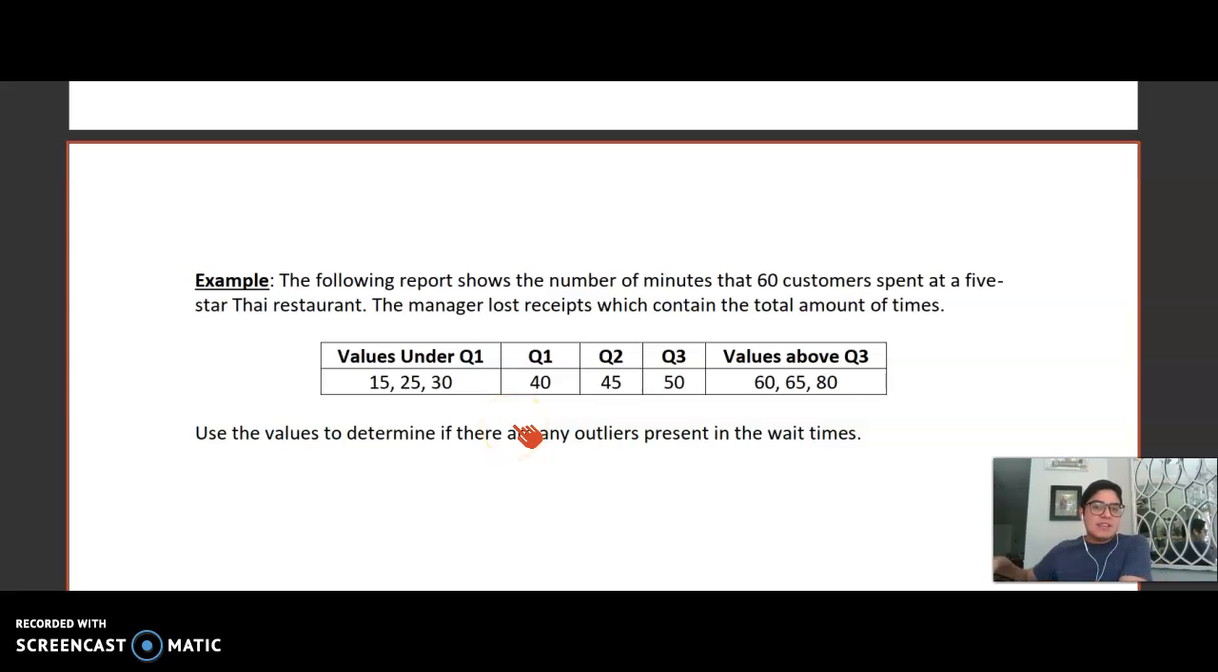So let's take a look at an example here. The following report shows the number of minutes that 60 customers spent at a 5-star Thai restaurant.